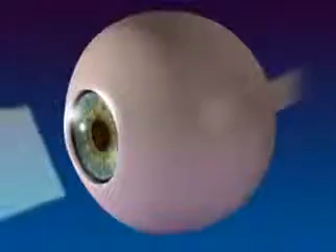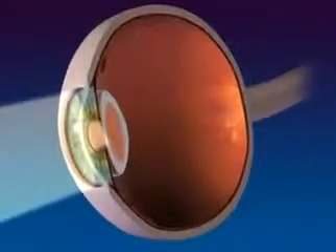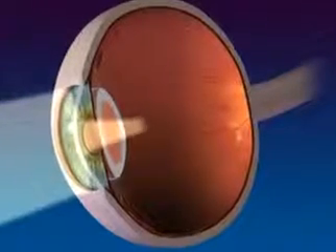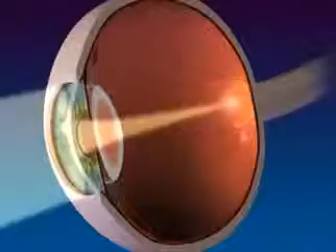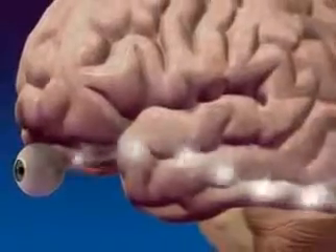nerve. Light rays enter the eye through the cornea, pupil, and lens, where the light rays are bent or refracted to focus them on the rods and cones, which transmit the stimulus to the optic nerve and then to the occipital lobe of the brain for interpretation.